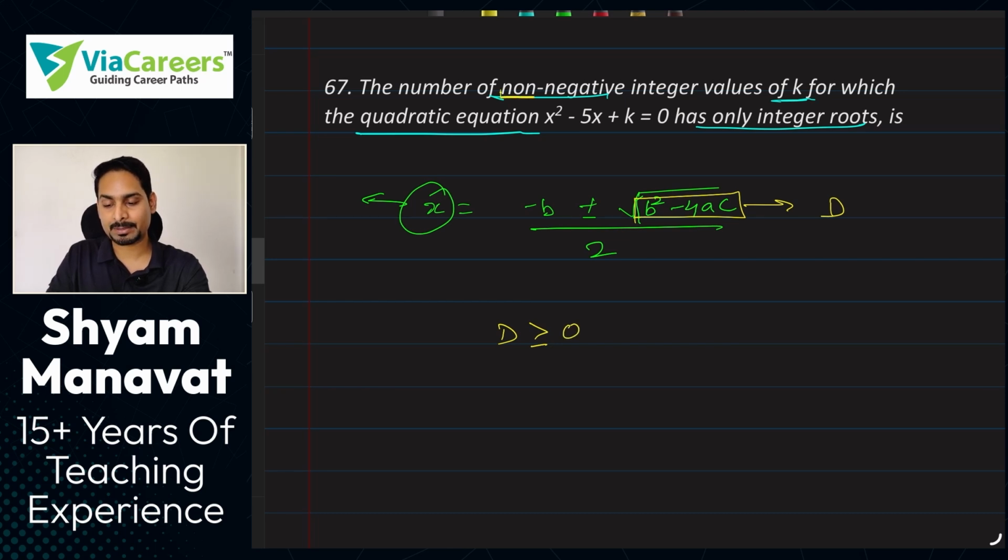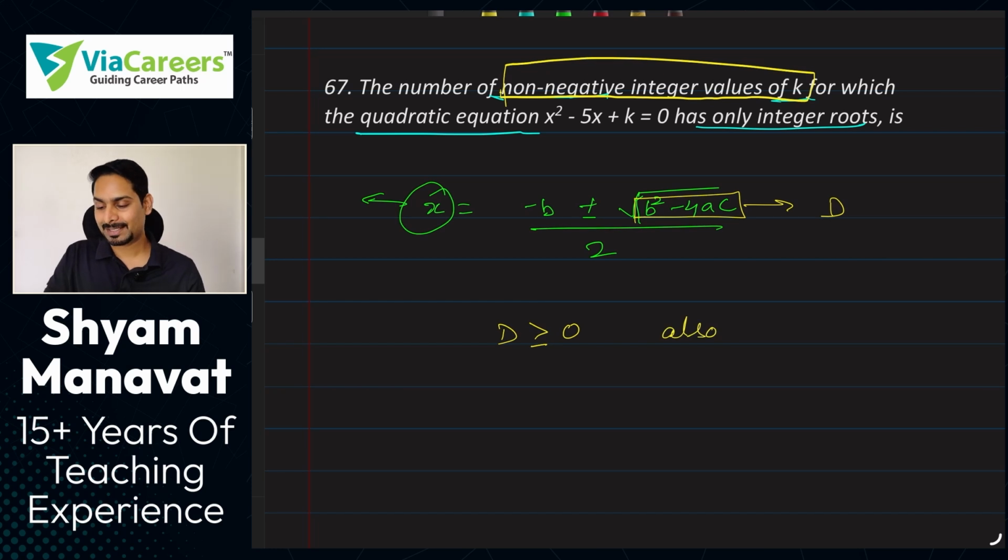But we also have to keep in mind that we are looking for non-negative integer values of k. Also, we have to make sure that the discriminant should be a perfect square. Only when it is a perfect square can the square root sign be simplified, and if it can be simplified, then you will get an integer value. If you have a square root left, then it will not be an integer value, right? So it's important for us to get the discriminant to be a perfect square.